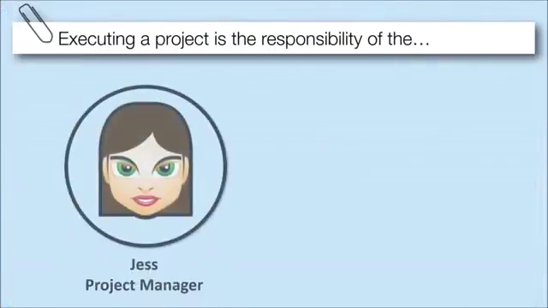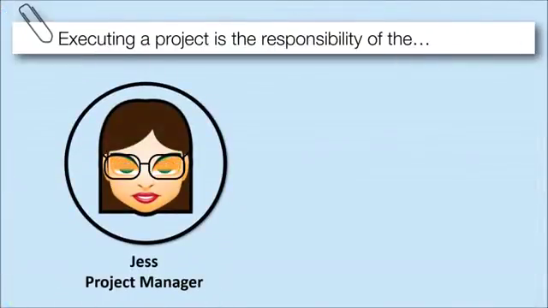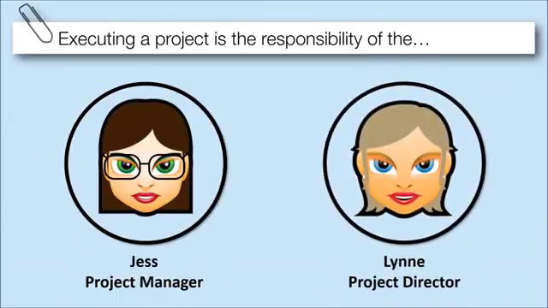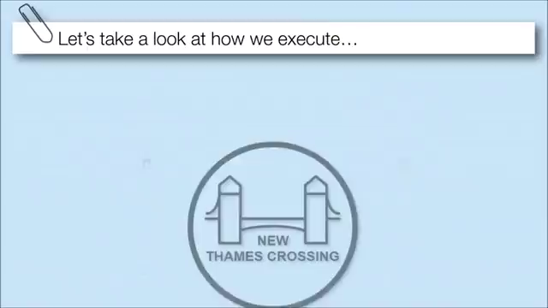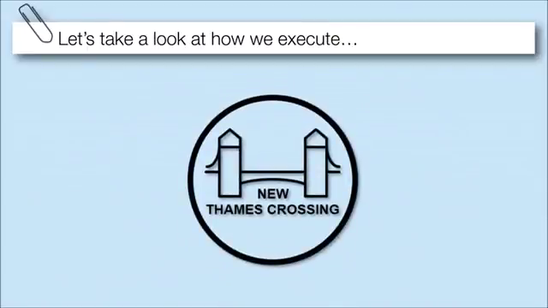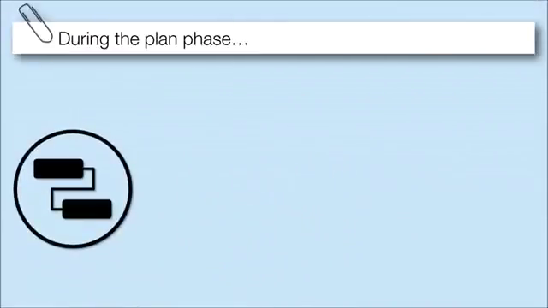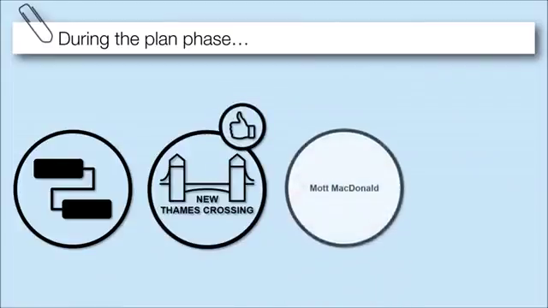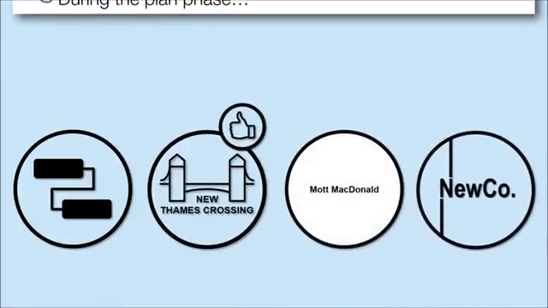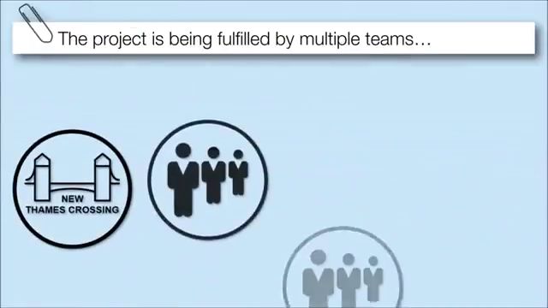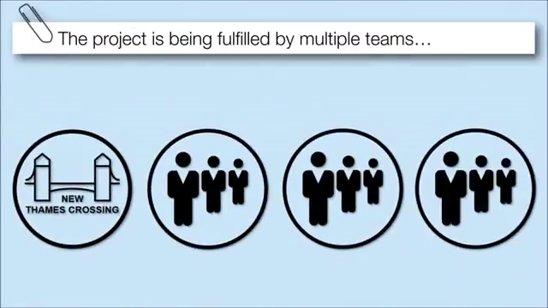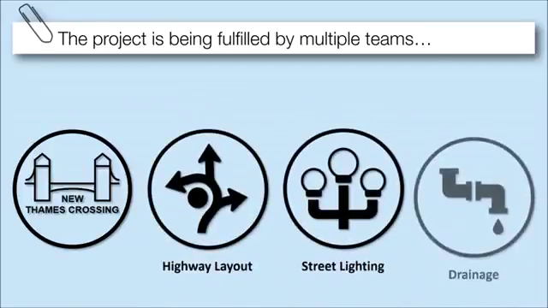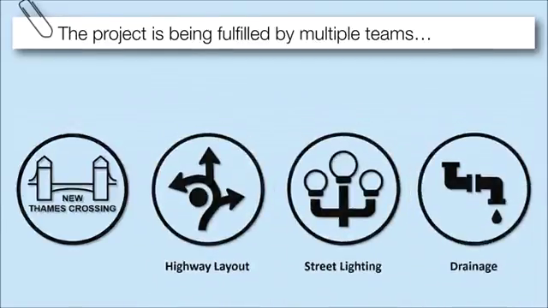Executing a project is the responsibility of the project manager, with guidance and support from the project director. Let's take a look at how we execute the new Thames Crossing project. During the plan phase, the new Thames Crossing project management plans were approved both internally and by our customer, Newco. The project is being fulfilled by multiple teams across multiple disciplines. These include highway layout, street lighting and drainage.